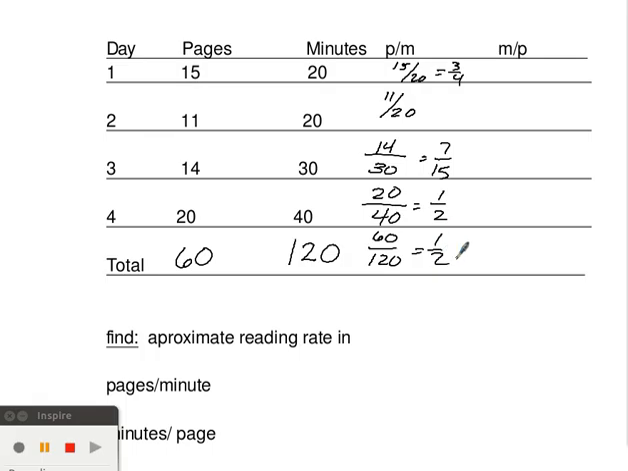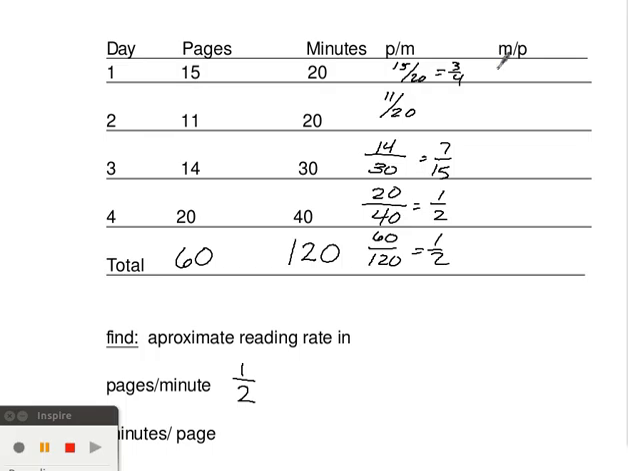So if I asked what this child's approximate reading rate was in pages per minute, most of them are around 1/2, and that's exactly what the total is. So they read about 1 page every 2 minutes.